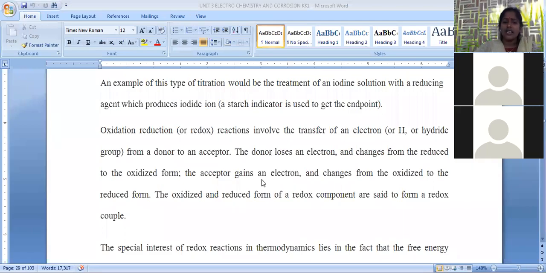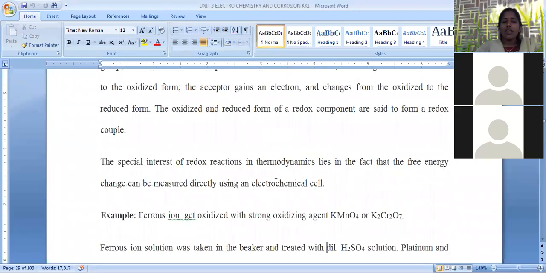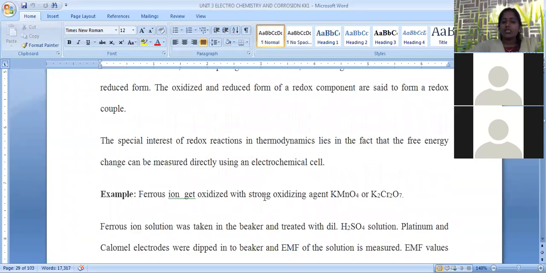That's why it is the best example for a redox reaction. In this redox reaction, based on the change in oxidation state, EMF values vary, because based on the charge also, EMF values change. That's the reason why each time we have to measure its EMF value. Ferrous ion gets oxidized with strong oxidizing agents, either potassium permanganate or potassium dichromate can be used.